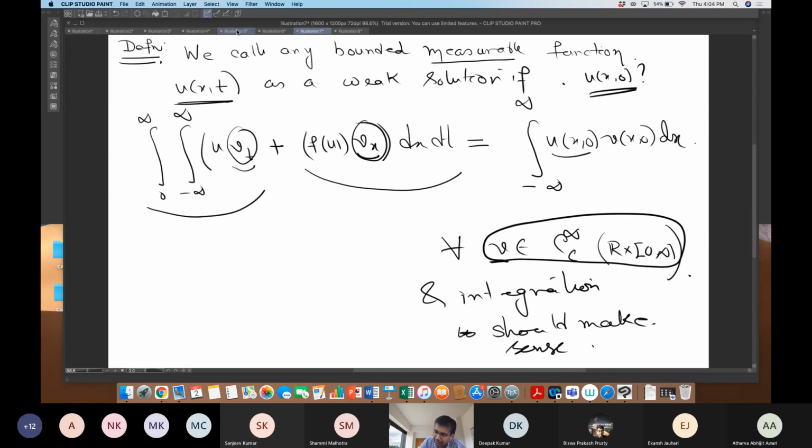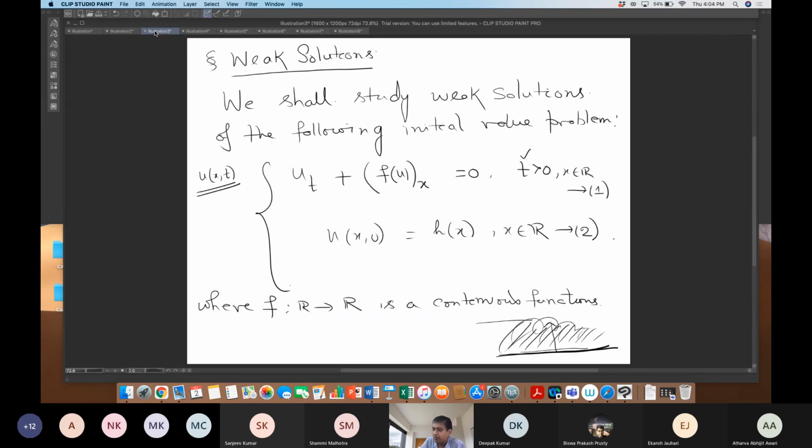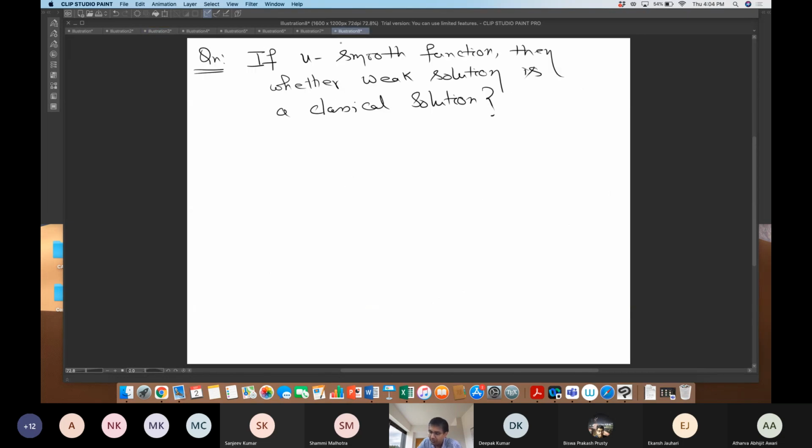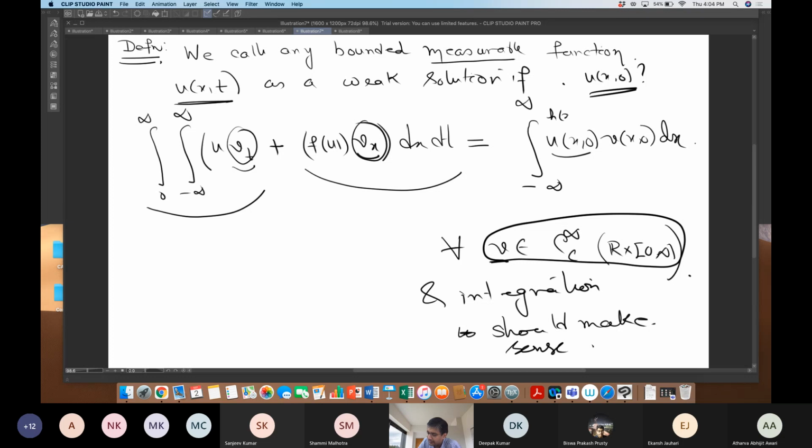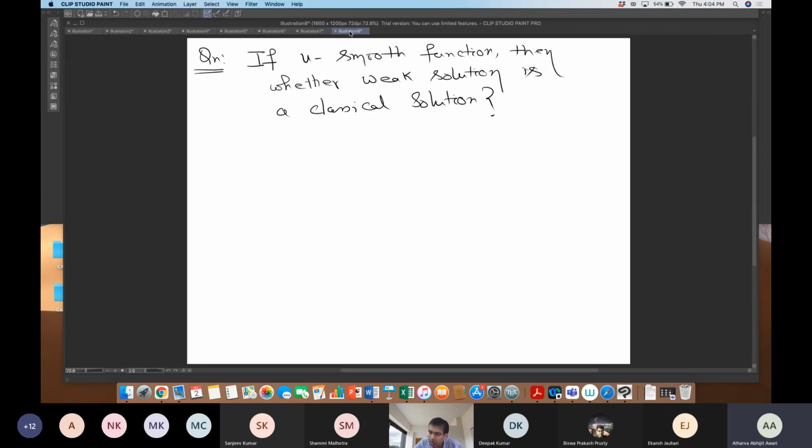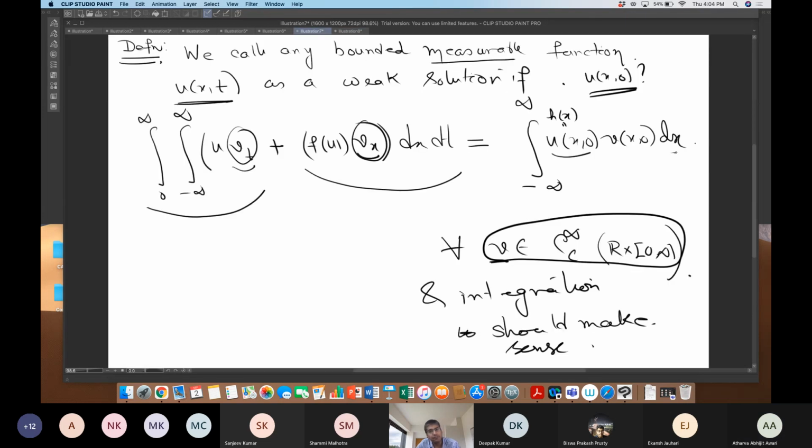What is the meaning of a classical solution? That means you should satisfy this PDE in a pointwise sense. Sir, for u to be a classical solution, it will need to be continuous, but the weak solution, I don't think that they will be continuous. But if u is smooth, then also I can define this equality. Yes or no?